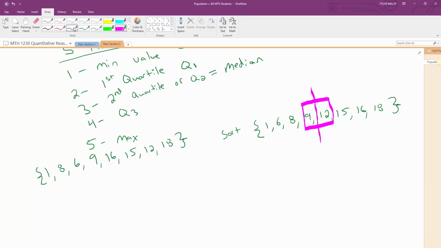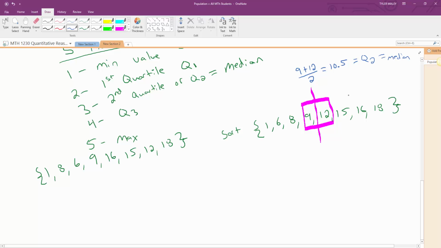So to do this, you average them. We would take 9 plus 12 divided by 2. This gives you 10.5. So 10.5 is right in between these. So this is Q2, or the median.